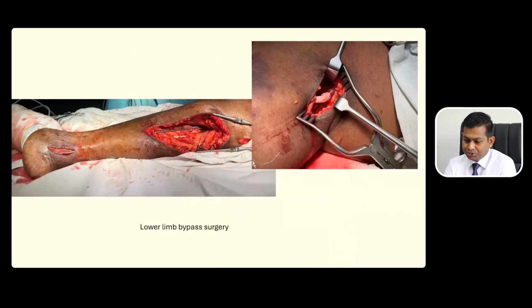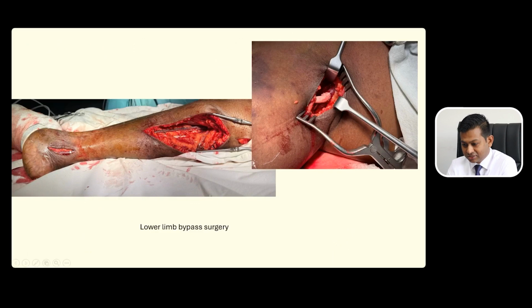Okay, this is what we can do. We have open surgery, we offer bypass. This is a bypass with a vein. This patient came with a wound in the big toe, and what we did was exactly this, yesterday. We did a bypass from the popliteal artery going on to the posterior tibial, almost near the ankle level, or I would say slightly below the ankle level.